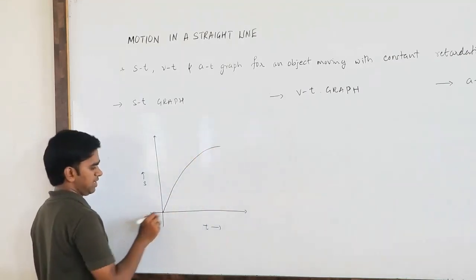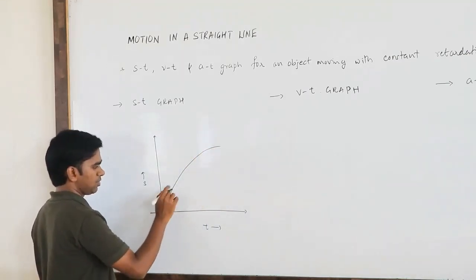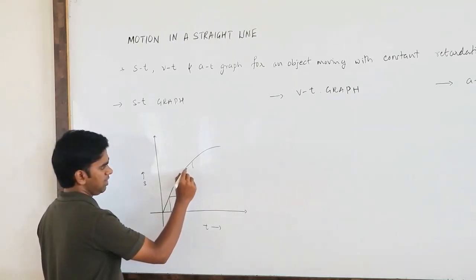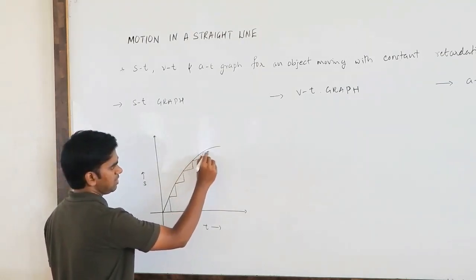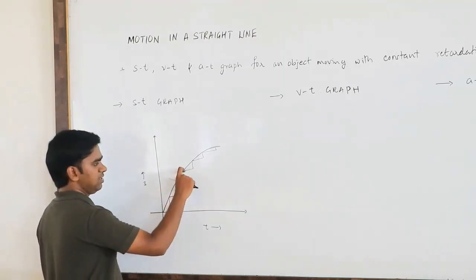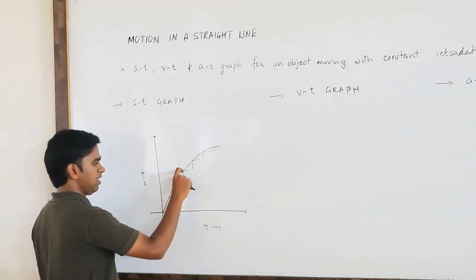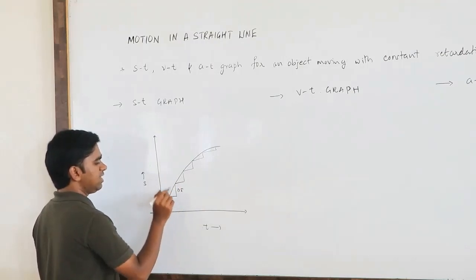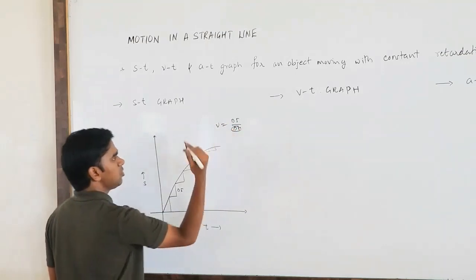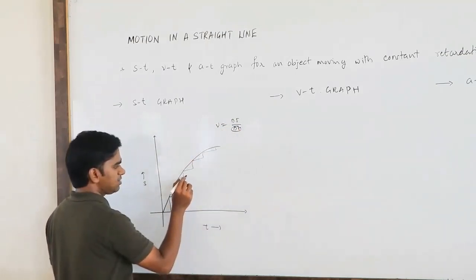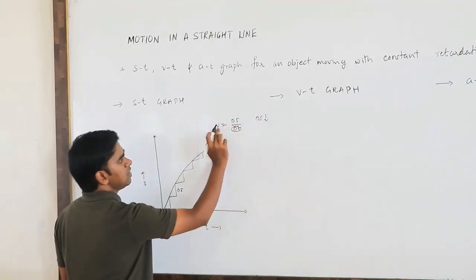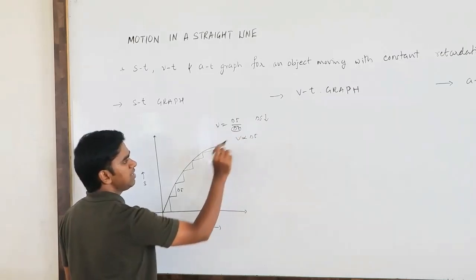what will happen? If you take the slope over here, it is more. If you take the slope over here, it is less. Over here, it is less, and again less. So what is happening? Delta T is constant, and this value goes on decreasing, meaning delta S is decreasing. What is V? V is delta S divided by delta T. Delta T is constant, don't worry about that. Delta S is decreasing. If this is constant, V is directly proportional to delta S.